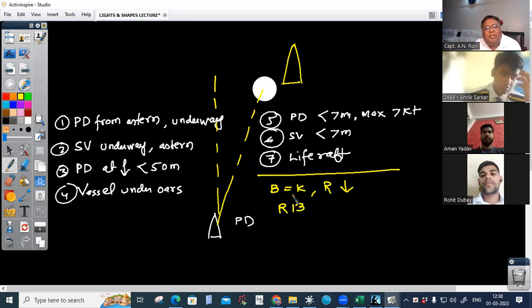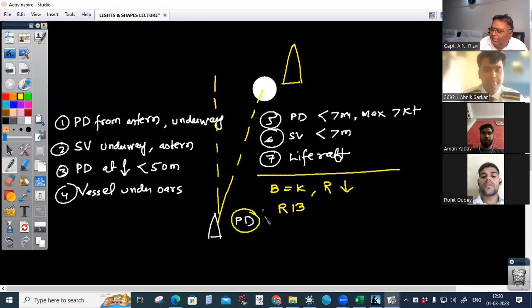So, as per rule 13, any vessel overtaking any other vessel shall keep clear of the vessel being overtaken. So, whose responsibility is that? Sir, so I become a giveaway vessel in this case. So as per rule 13, you are overtaking, you are giveaway vessel.